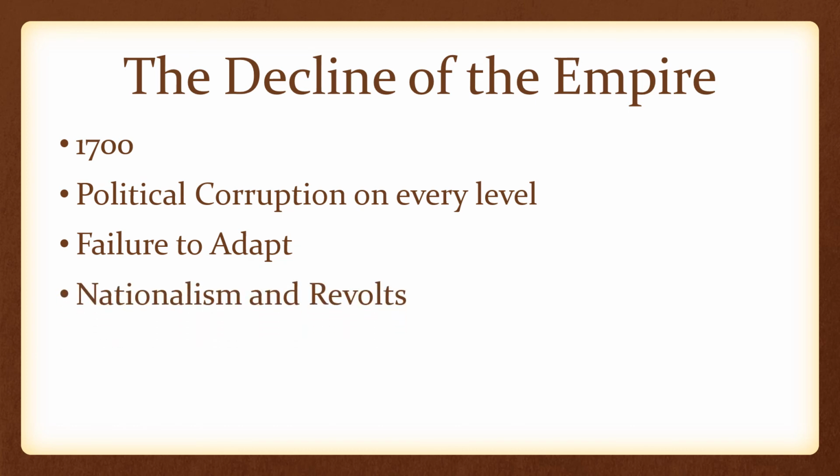Nationalism and revolts kind of goes with what I just said. In the 1800s in particular, post-Napoleon, we see nationalism erupt in Eastern Europe. We see Europeans support a revolution in Greece. We see revolutions in Serbia and Bosnia. And then we're also going to see, obviously, Egypt becomes independent and then taken over by the British.